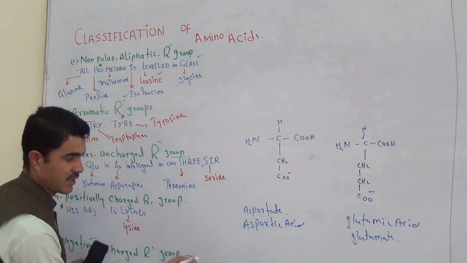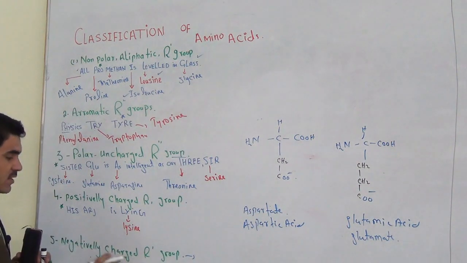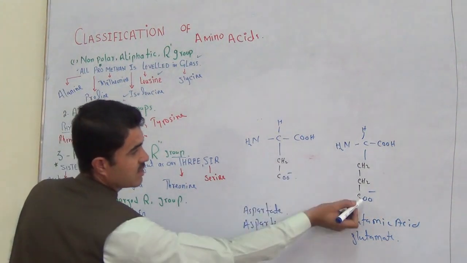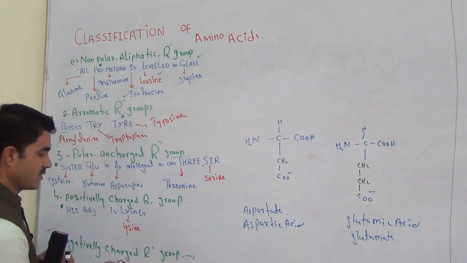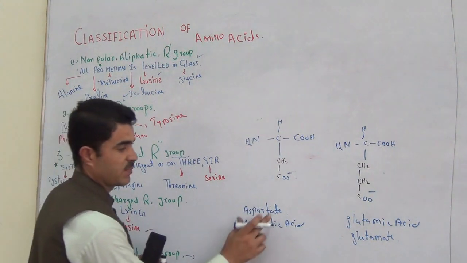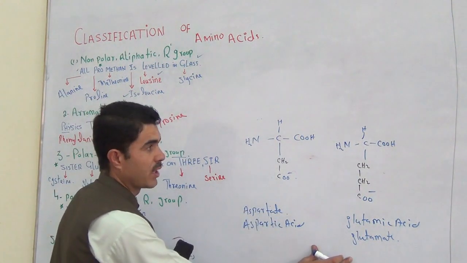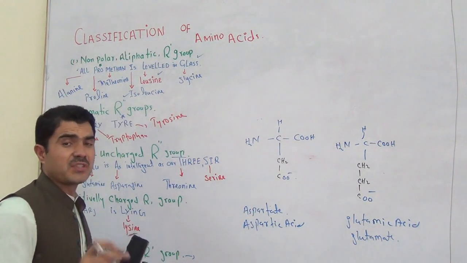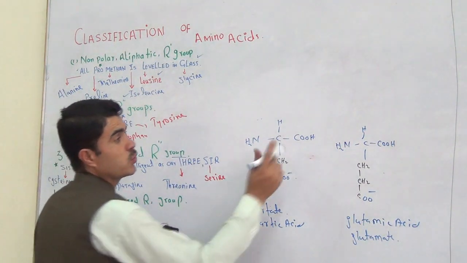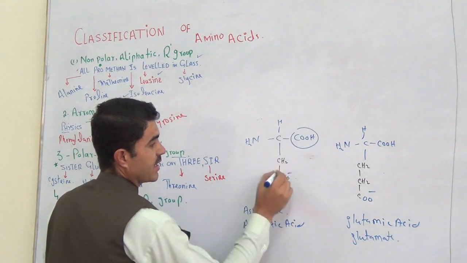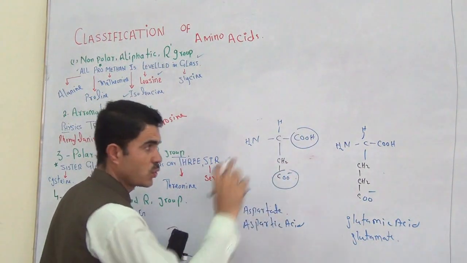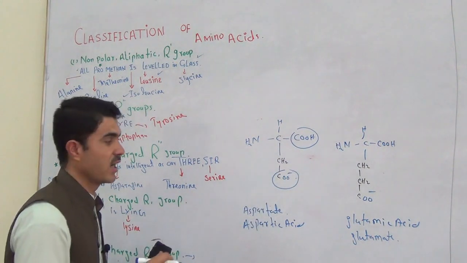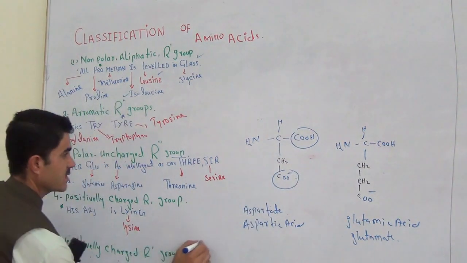This is already discussed, okay, for you. Those amino acids which contain a negatively charged R group are called negatively charged R group amino acids. One is called aspartate, the other is called glutamate. If you look, those amino acids which are negatively charged contain two COOH groups. One COOH group is here, one COOH group is here. So two carboxylic groups represent negatively charged R groups. Okay, so this is done.